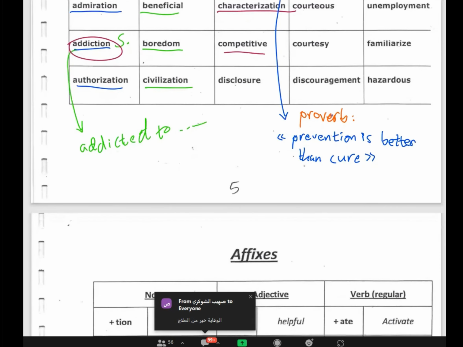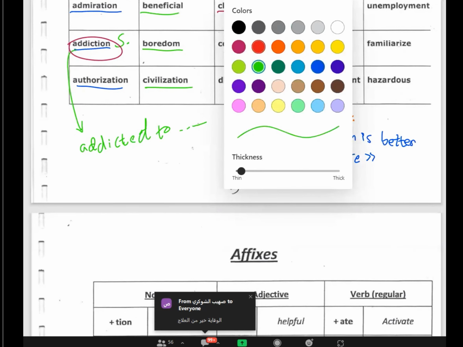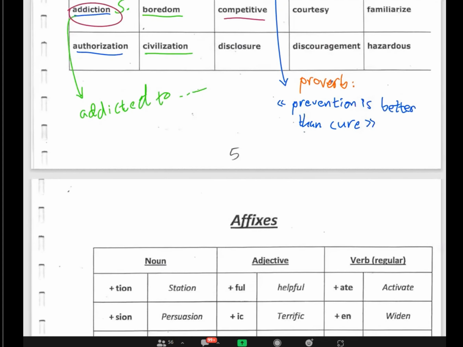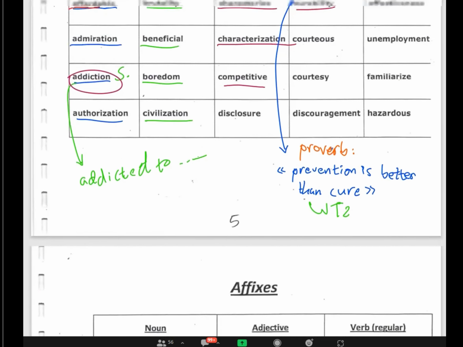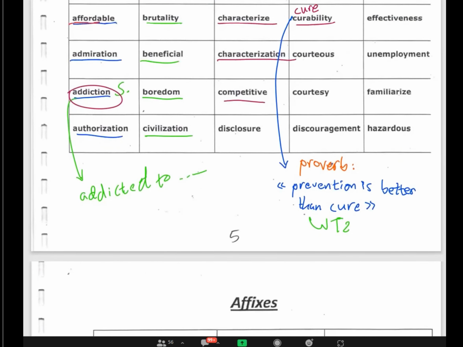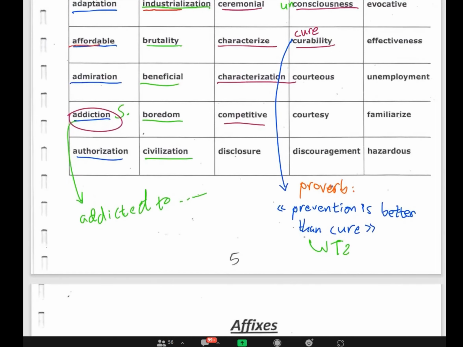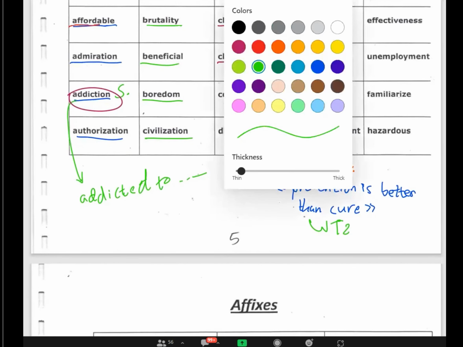Very good. This was a topic in one of the writing exams in the IELTS, in writing task 2. Prevention is better than cure. To what extent do you agree with this saying? So sometimes there are famous proverbs, so it's good also to learn some proverbs. It's part of the culture of the language.